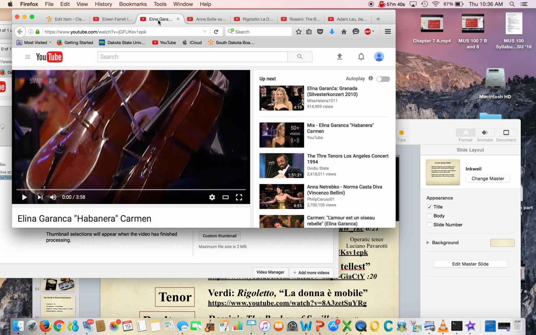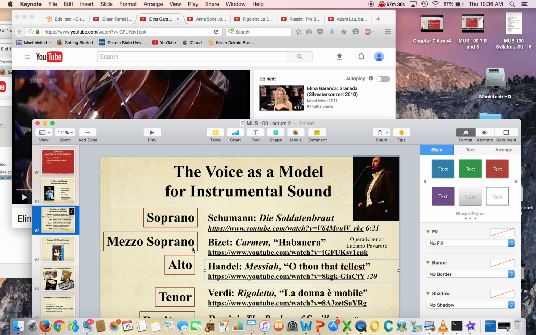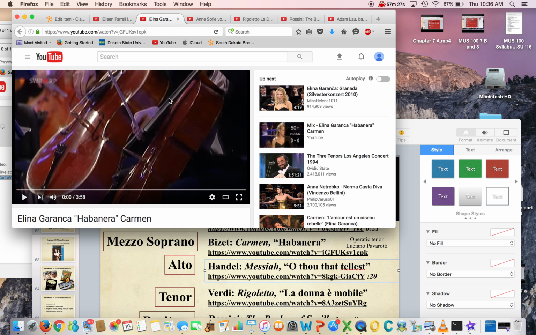Okay? This is a mezzo-soprano. The mezzo-soprano is singing the song Habanera from Carmen by Bizet. A mezzo-soprano can sing really low and really high. She sounds a bit deeper. She can hit the high notes, but she sounds a bit deeper in her chest.